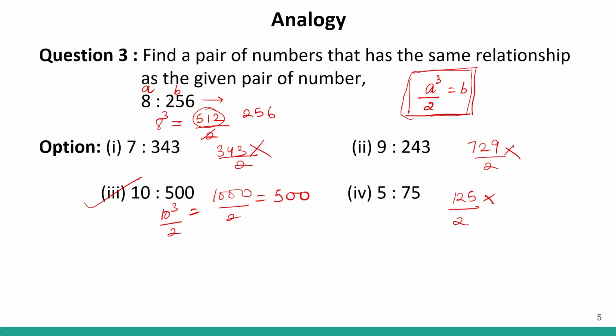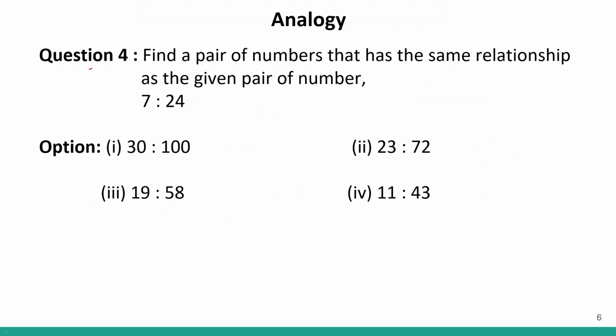Okay. Moving on to question number 4. Question number 4 says find a pair of numbers that has the same relationship as the given pair of numbers. So it should have the same relationship. So now 7 and 24. 24 I can see is not divisible by 7, correct? But since there is a huge jump, I am assuming that we are looking for divisibility or multiplication.